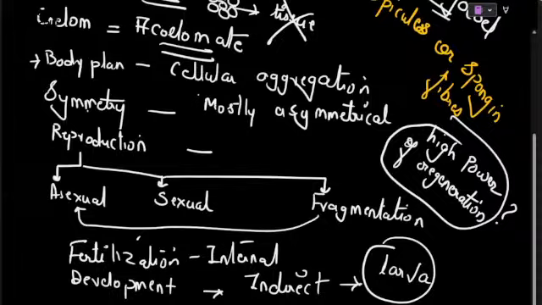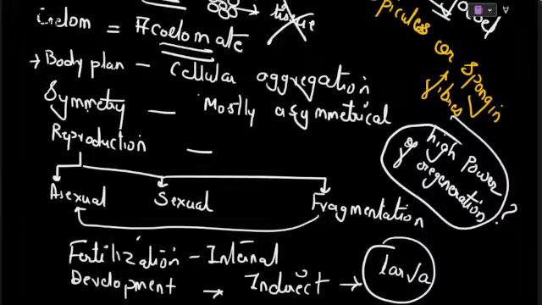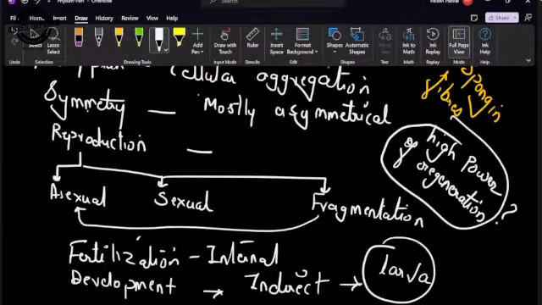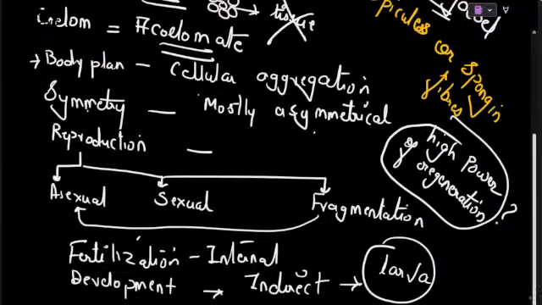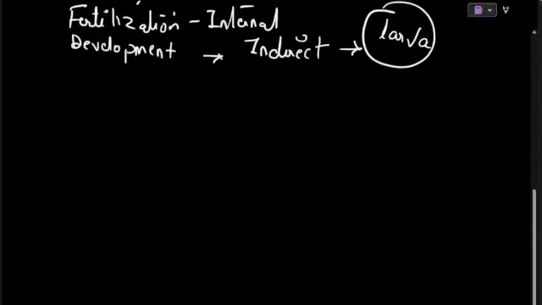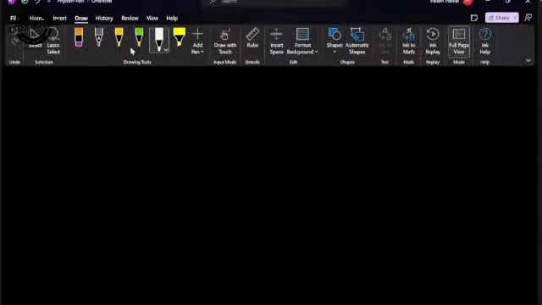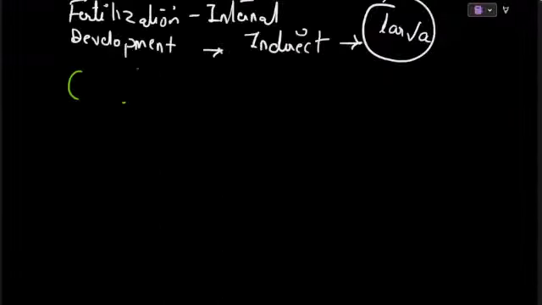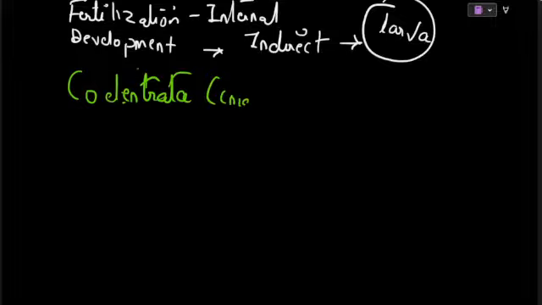What is the meaning of Coelenterata? They have a cavity which is known as coelenteron. They are also known as Cnidaria due to the presence of cnidoblast cells, right?